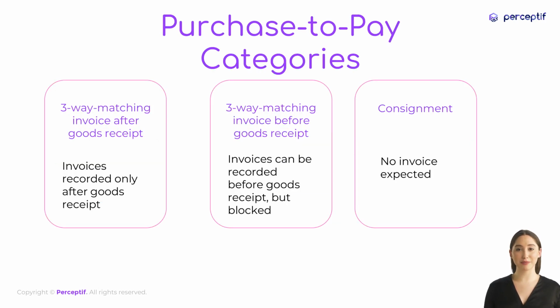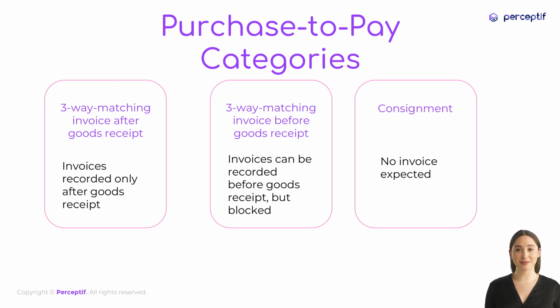These are some of the purchase-to-pay categories that we will analyze. The first one is 3-way matching, invoice after goods receipt. For these items, the value of the goods receipt message should be matched against the value of an invoice receipt message, and the value put during the creation of the item, indicated by both the GR-based IV flag and the goods receipt flag set to true. Invoice is only recorded after the goods have been received.